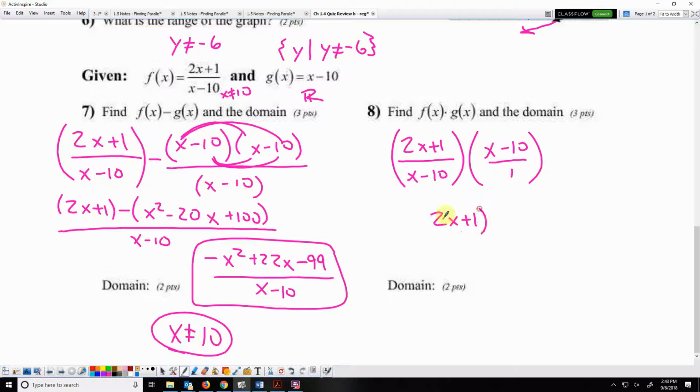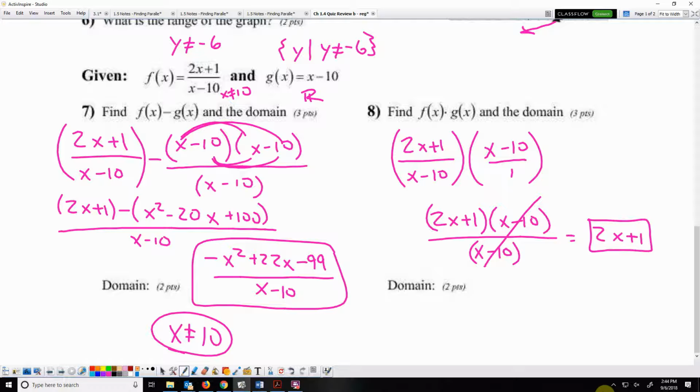2x plus 1 times x minus 10, that's the numerator. X minus 10 times 1 is x minus 10. Now typically I would distribute everything in this numerator, or FOIL it, some people call it. But since these two factors are exactly the same, this is a case where I can just cancel those out, and I get 2x plus 1.